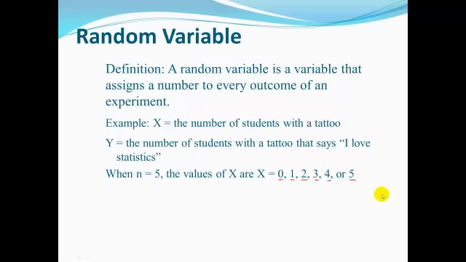And a lot of times students say, well, you're taking those 32 outcomes that we talked about, and you're putting them into 5 different values of X, and really it's 6 values of X because of the 0, 1, 2, 3, 4, 5. There's 6 different values of X. But really what I'm doing is I'm sorting those 32 into their 6 different values of X.